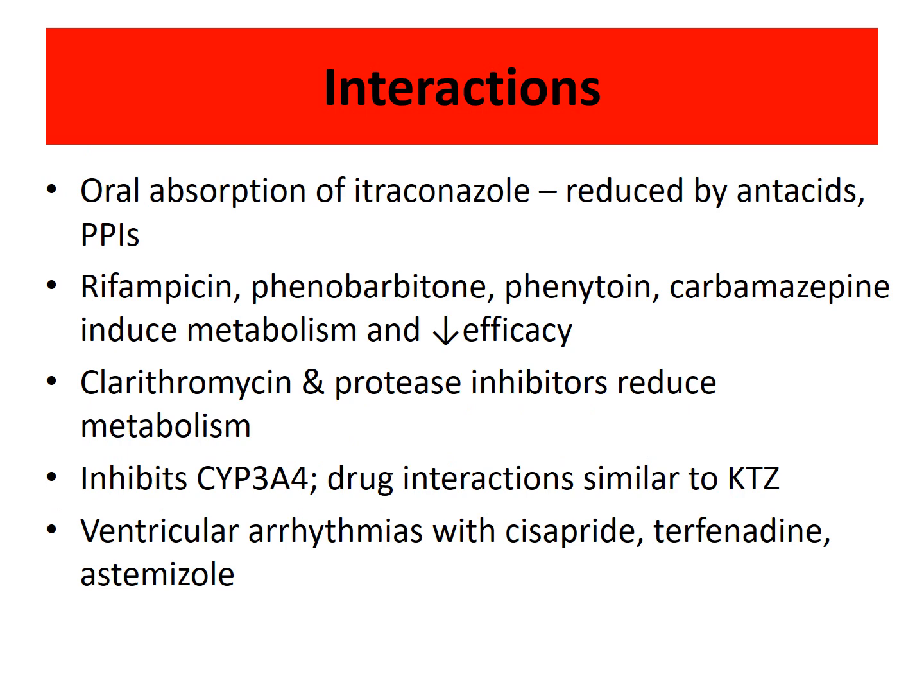Coming to the interactions of itraconazole, oral absorption of itraconazole is reduced by antacids and PPIs. So, PPIs and antacids should not be combined with itraconazole. Their absorption will be decreased. Rifampicin, phenobarbital, phenytoin, carbamazepine will induce the metabolism, and the efficacy will be reduced as they are enzyme inducers. Clarithromycin and protease inhibitors will reduce the metabolism, and their level will increase in the blood. They inhibit cytochrome 3A4, so drug interaction is similar to ketoconazole. Ventricular arrhythmias with cisapride and terfenadine are seen, plus astemizole. All these will produce ventricular arrhythmias.